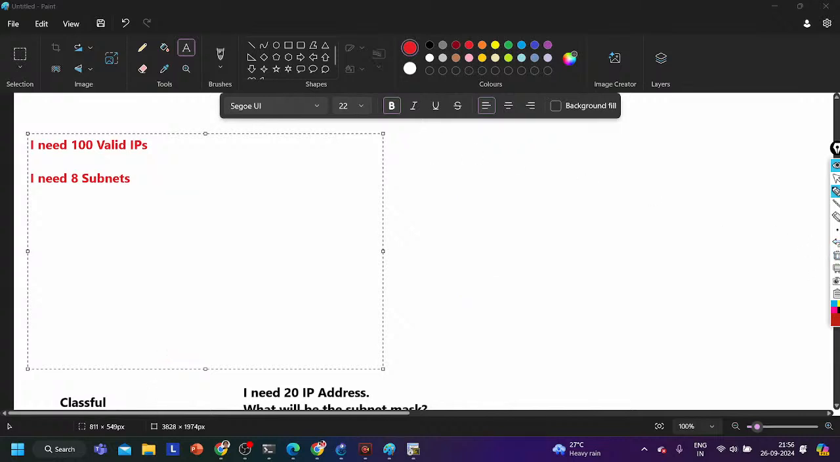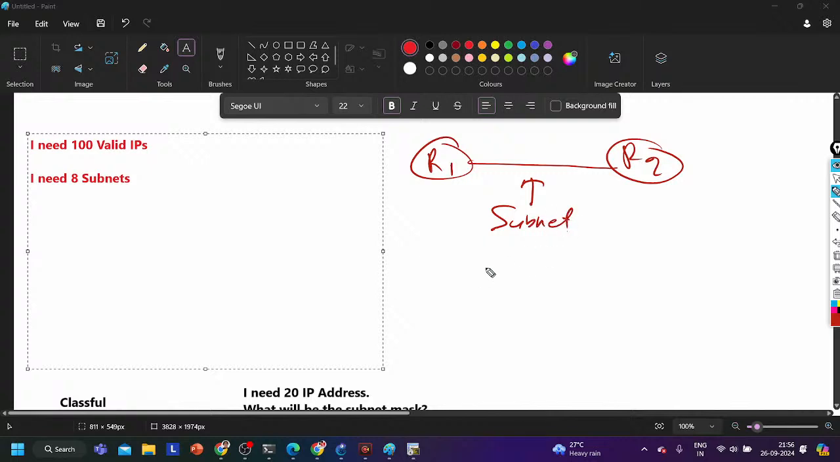Now I have two routers, R1 and R2. Between router 1 and router 2, how many IP addresses are required? I need one subnet here between router 1 and router 2. And how many IP addresses are required? 2. One for router 1 and one for router 2. The valid IP addresses are 2. So what should be the subnet mask?